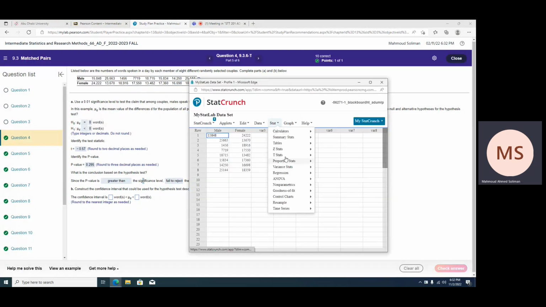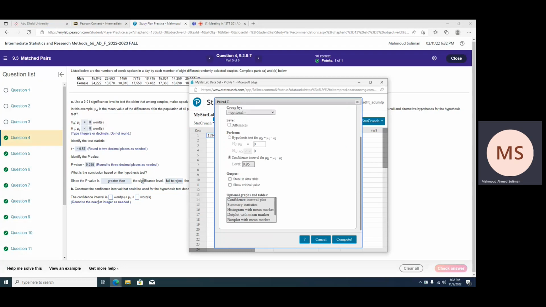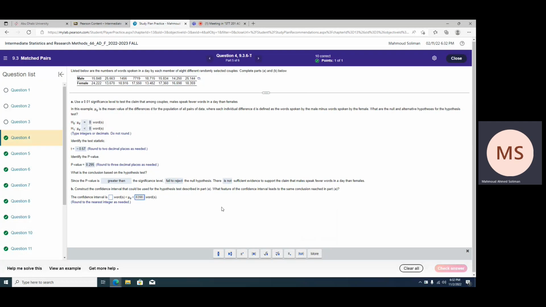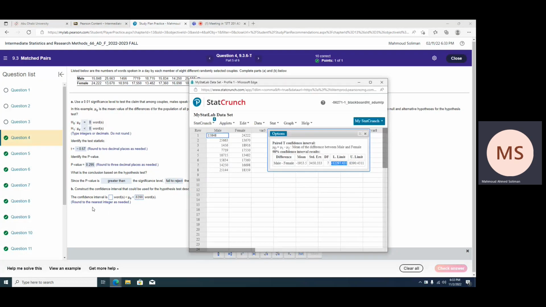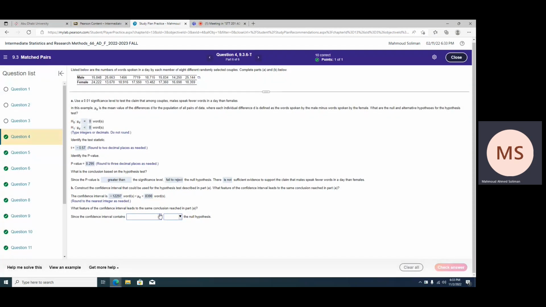Confidence interval. Go here. T stat, paired. Male, female, less than. Actually we don't need it because we need the interval. So 0.01, 1 tail. So it's 1 minus 2. Complete. Nearest integer, so this one becomes this. And nearest integer, this one becomes this. Next one. So it includes 0, so we do not reject the null hypothesis, because they are not different. That's it.